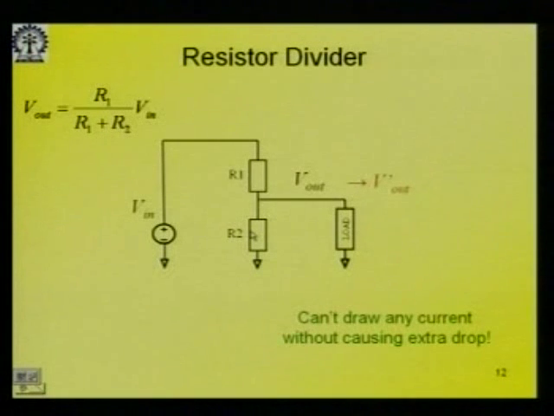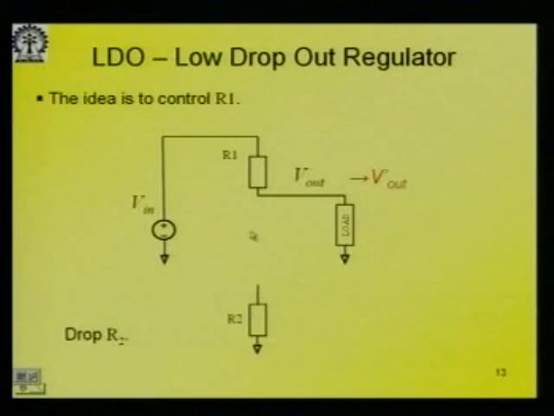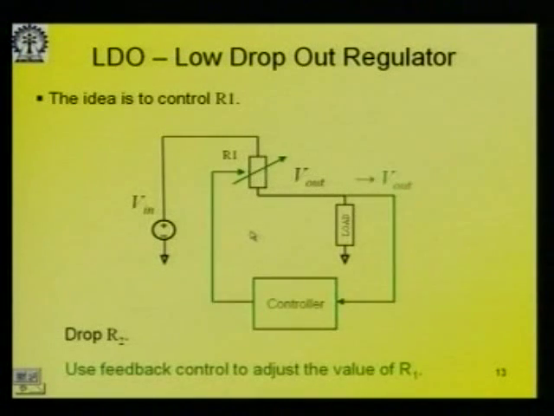So, what can we do? Can we improve this situation? What we can try to do is drop this resistance and have a controller, have one resistance R1 and a controller which automatically adjusts the value of the resistance R1, so that we get whatever voltage we need at a given time, right.